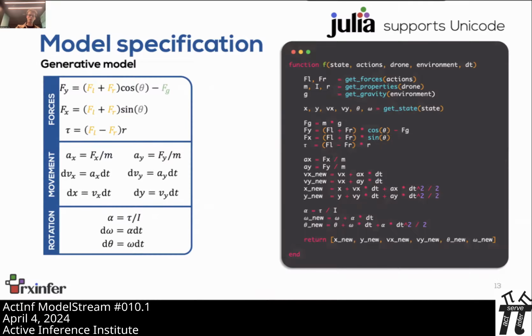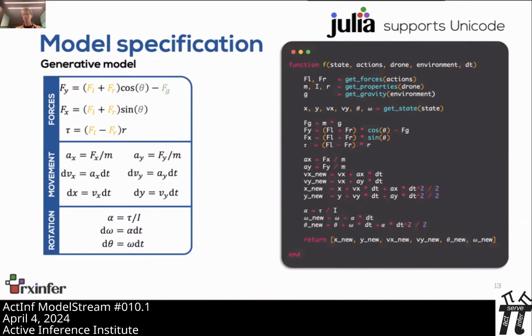So what this function does, it accepts the state, actions, and some characteristics of the drone and the environment and some discretization over time. And it computes and returns a new state. So if we would have applied a specific action, a force FL and FR, corresponding to the two rotor engines, what would be the new state, or approximately the new state, that we end up with? It's very simplified, but you can think of this as a state transition function.